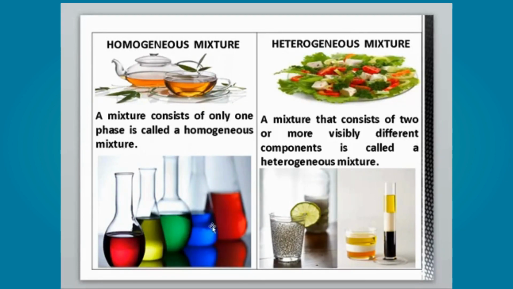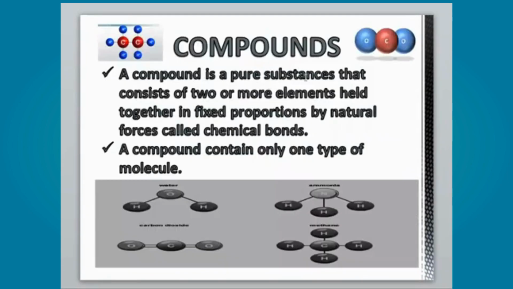We have some examples here. Heterogeneous mixture. Hetero means different. A mixture that consists of two or more visibly different components is called a heterogeneous mixture. Here we observe two phases, three phases, different phases. Salad is the best example of a heterogeneous mixture, in which we can observe each component.